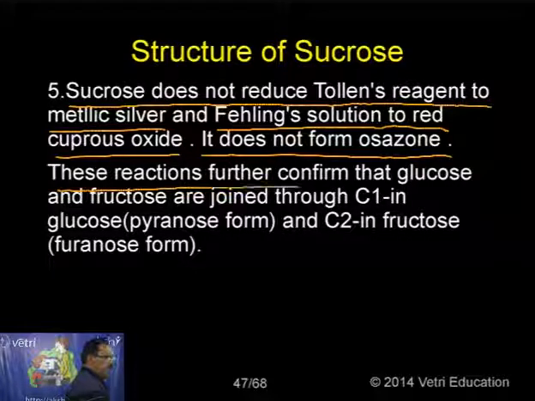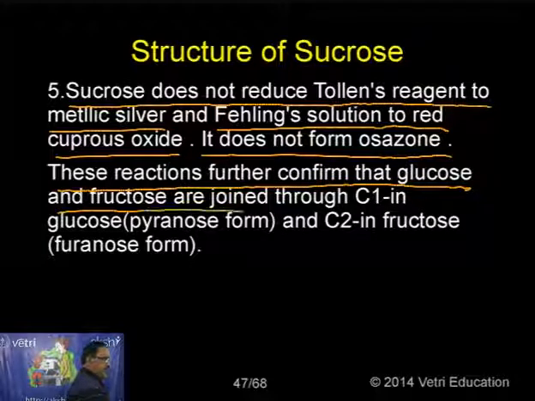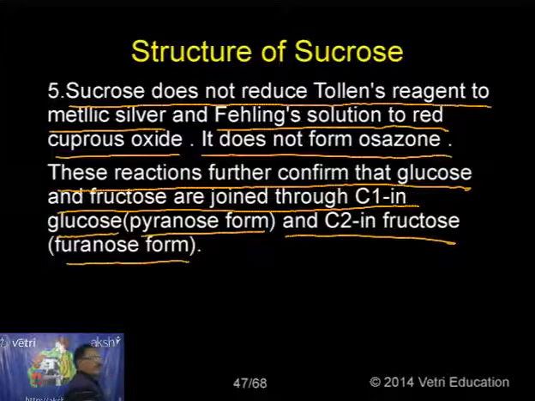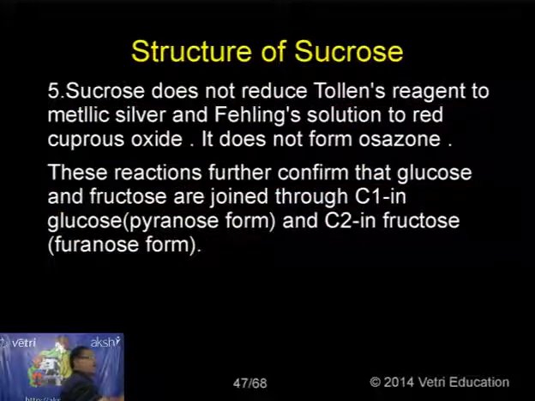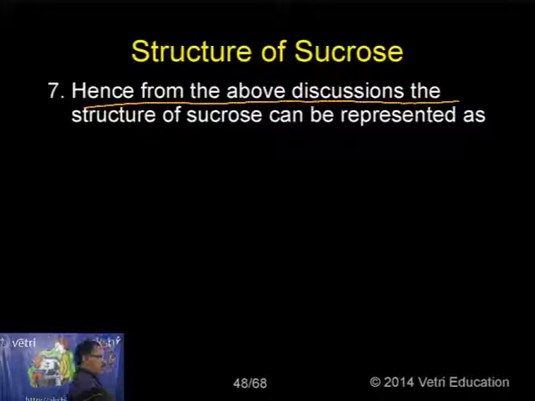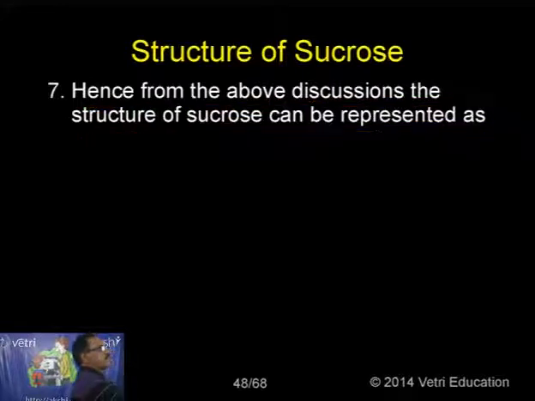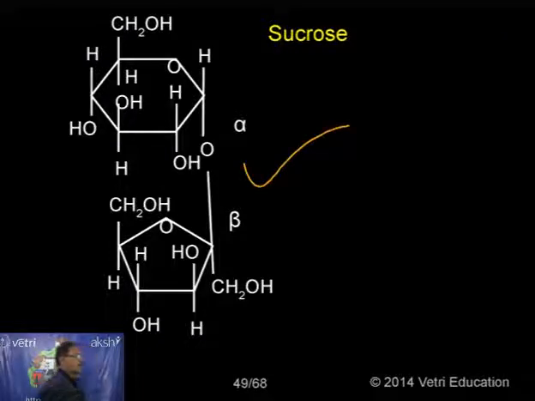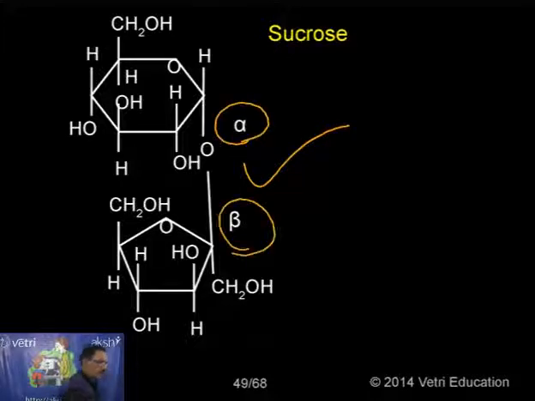These reactions further confirm that glucose and fructose are joined through C1 in glucose, pyranose form, and C2 in fructose, furanose form. This is the most important information regarding the structure of sucrose you must know. Hence, from the above discussions, the structure of sucrose can be represented in the cyclic form as follows. So this is the structure of sucrose. That means glucose in the form of alpha and fructose in the form of beta. So it is alpha D glucose and beta D fructose joined together.